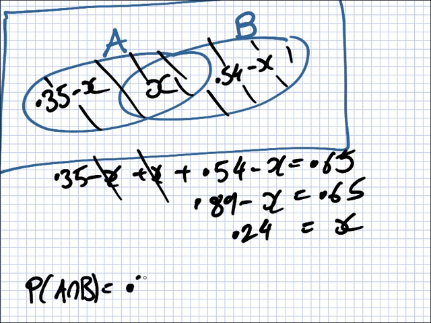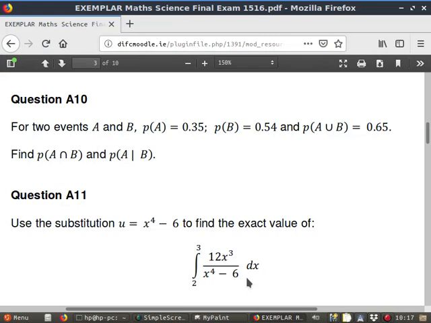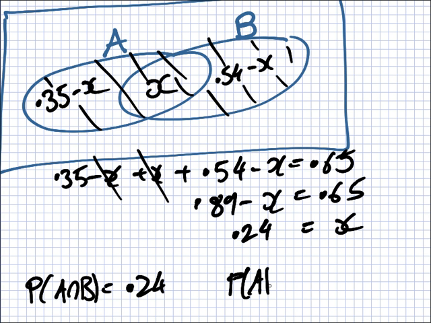It's 0.24. And the probability of A given B is equal to A and B, which is 0.24, over B, which is 0.65. And this is 4 over 9, isn't it? Yes, sir.